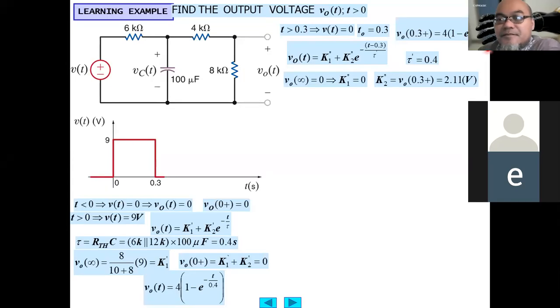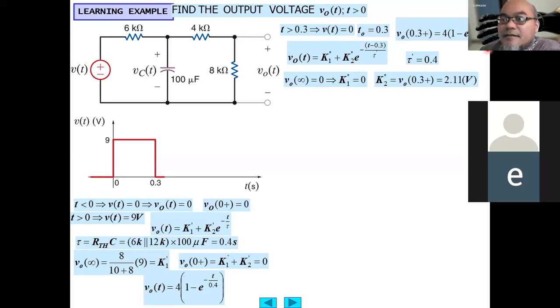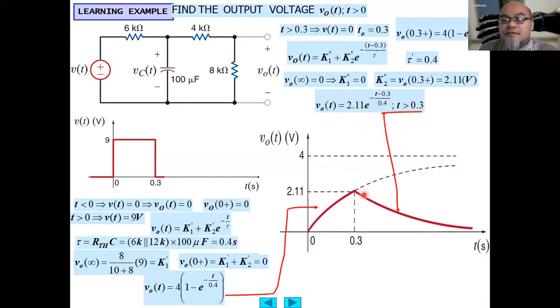Okay, so from here, then, the output after t equals 0.3 will be like this. So it will be a decaying function, 2.11 exponent minus t minus 0.3 divided by 0.4. So if you draw it between 0 to 0.3, the equation will be this one.